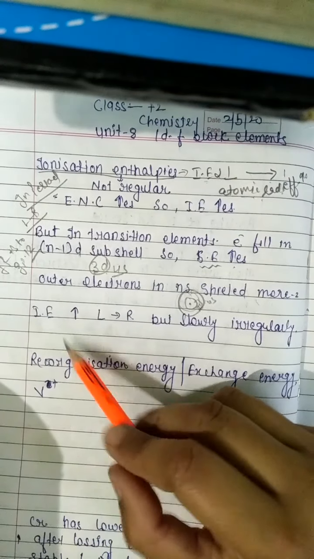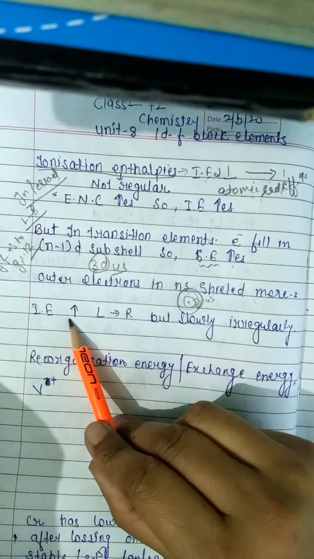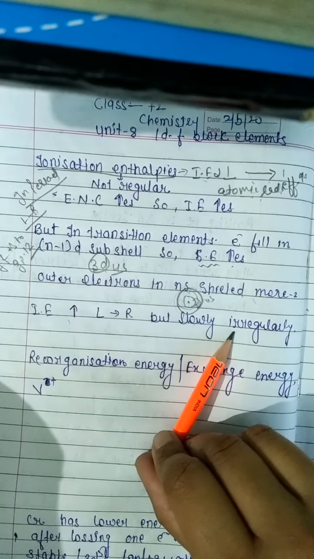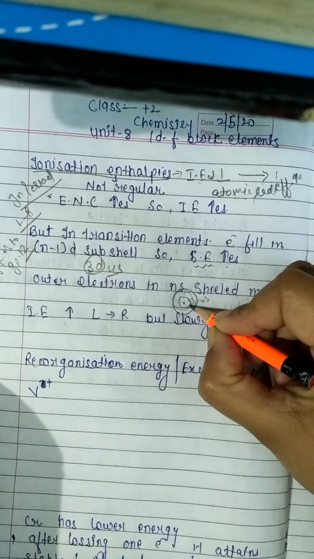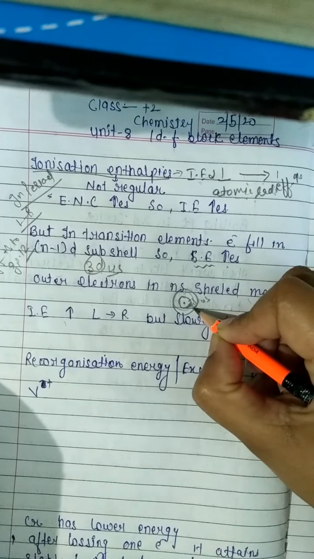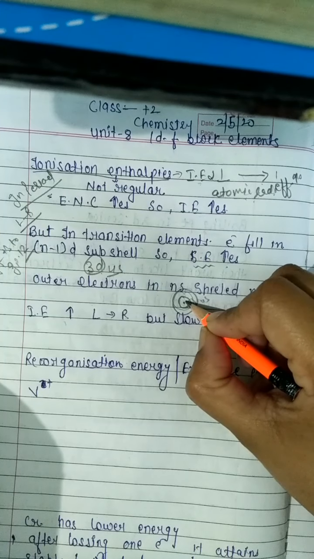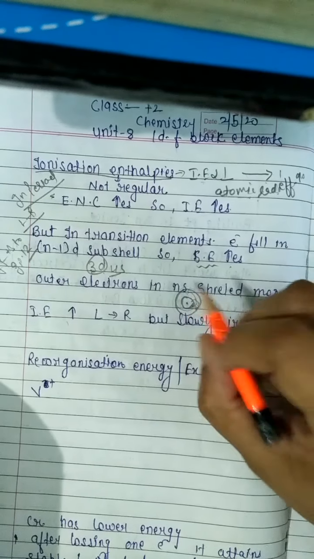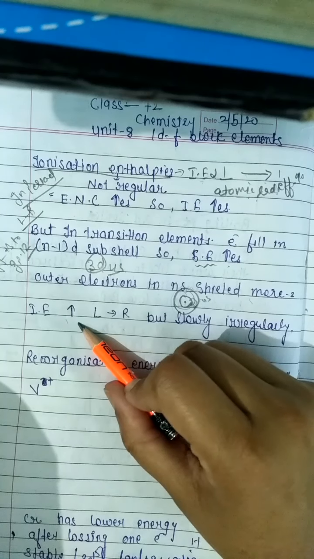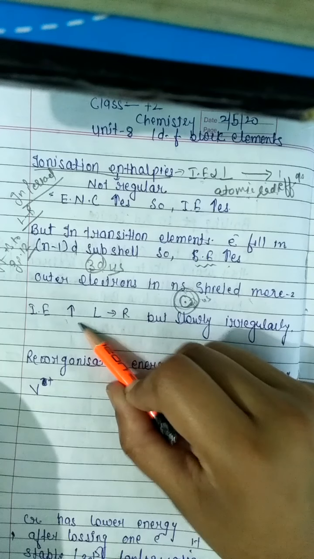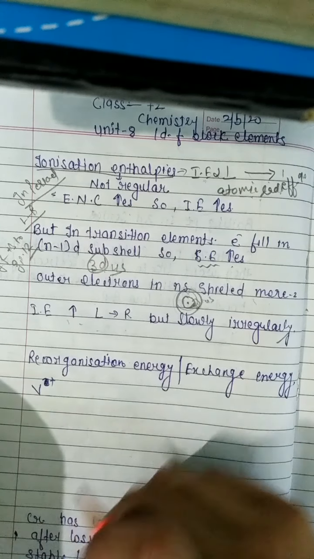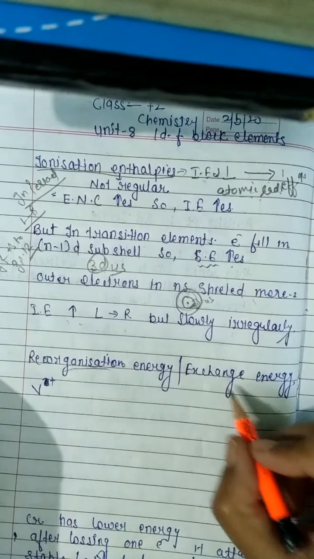So that's why ionization enthalpy increases from left to right, but slowly and irregularly. It shows the screening effect. The screening effect of 3d is more, so the attraction between the 4s electron and the nucleus will be more. So when we move from left to right, the ionization enthalpy increases, but not regularly. Clear?